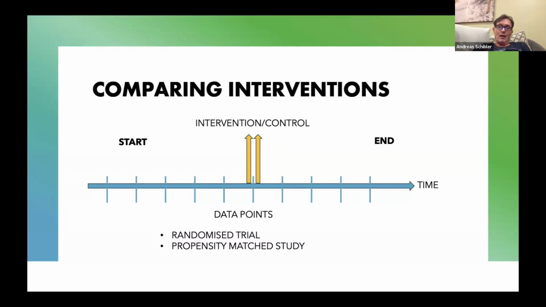Ideally, what is better is that you say, okay, at time 0, we have half of the patients allocated to the intervention, and the other half doesn't get the intervention. That's a randomized controlled trial design. And to this date, it's still the gold standard of proof of efficacy of an intervention.